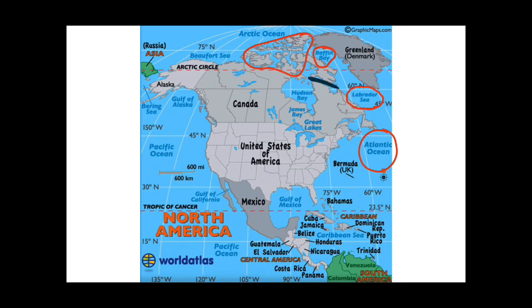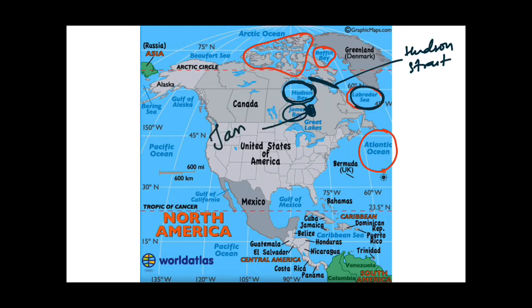Are you able to see? This is the Hudson Strait, and it is connecting two water bodies, that is Hudson Bay and the Labrador Sea. Just keep this in your mind, that the Hudson Strait connects two water bodies, Hudson Bay and the Labrador Sea. And to the south of Hudson Bay, you can see this very small bay. This is James Bay. And here, to the south of this Labrador Sea, this part is the Labrador coast. This is the coast of Labrador.